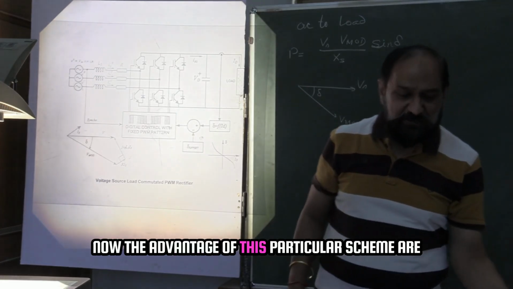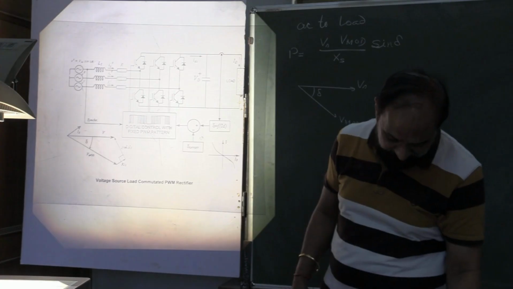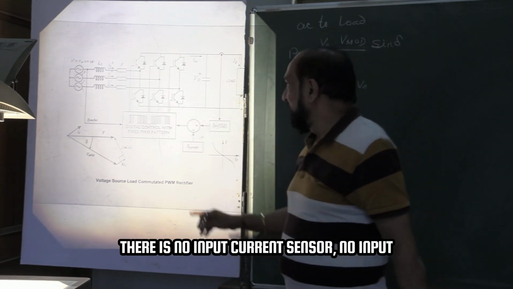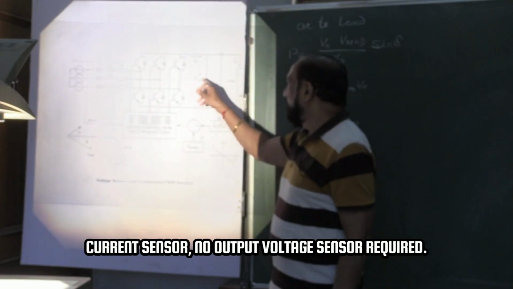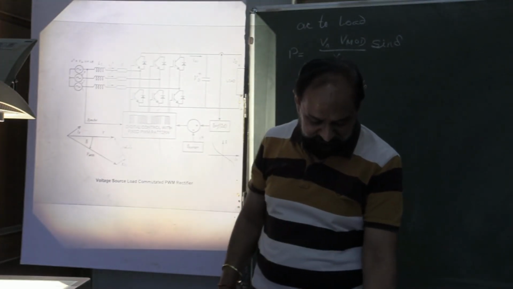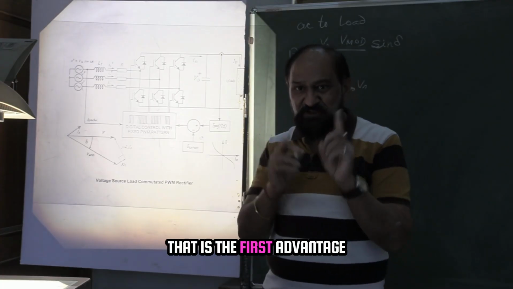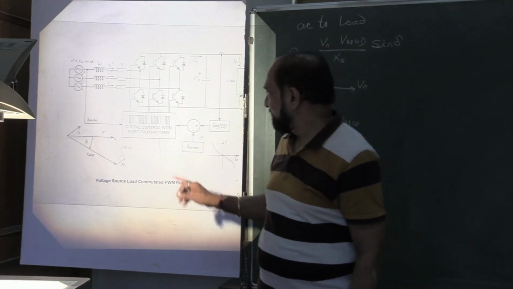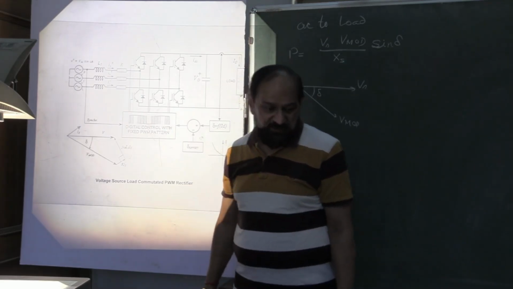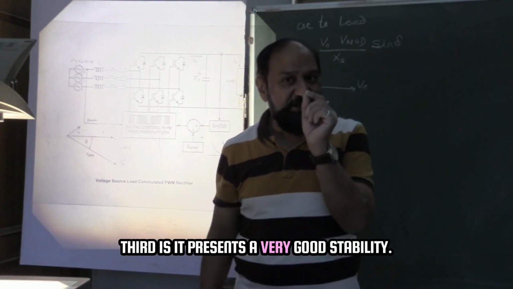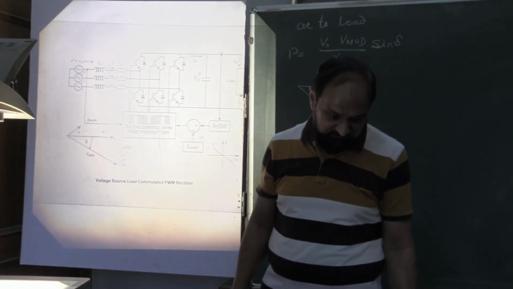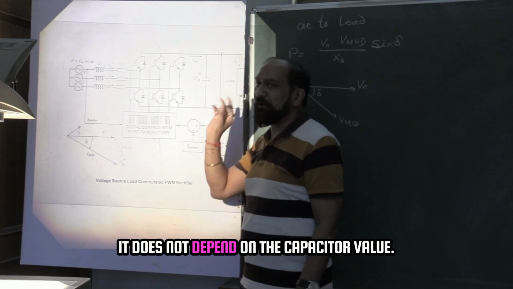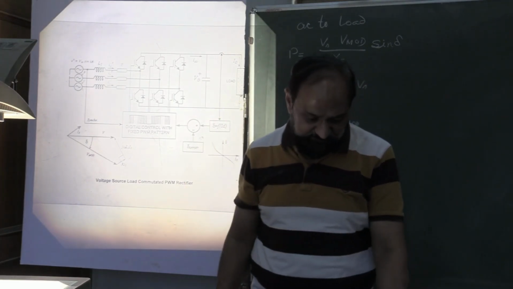Now the advantages of this particular scheme are: there is no input current sensor and no output voltage sensor required. That is the first advantage. It works on a fixed PWM pattern. Third, it presents very good stability, and in this case the stability of the system does not depend on the capacitor value.